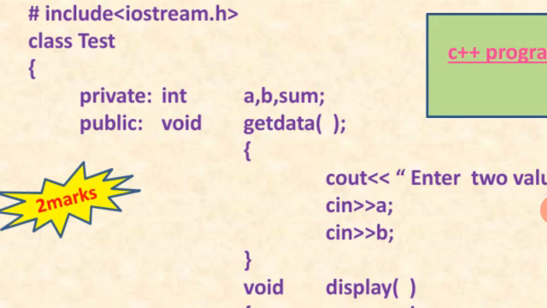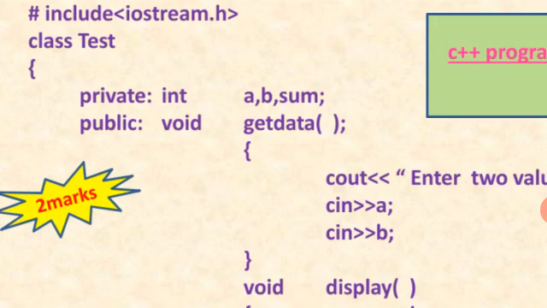Class test. Open the brace, then private. This is an access specifier. We have taken 3 variables here, which are A, B and sum. A and B will store values that are unknown to us. Sum is the addition of the 2 values.